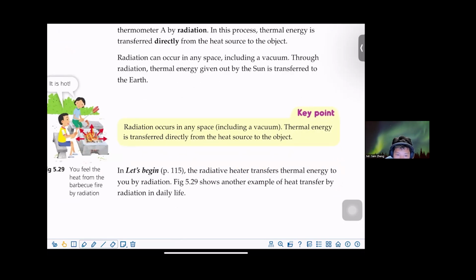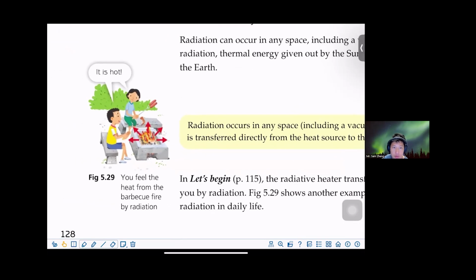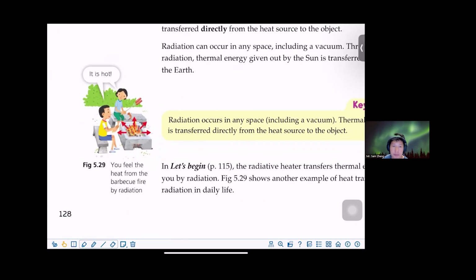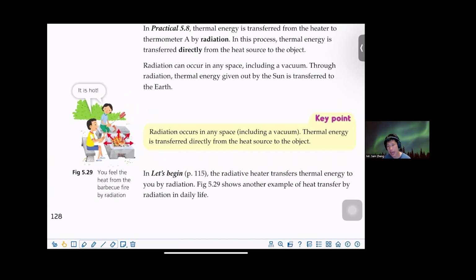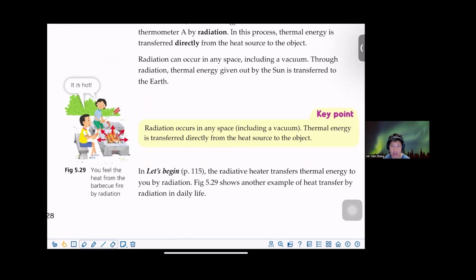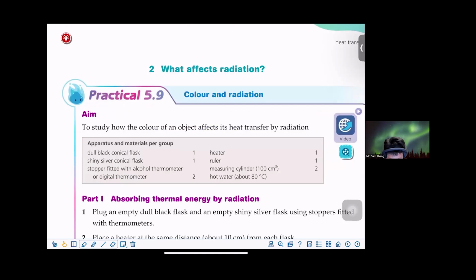For example, when we are doing a barbecue, you will realize that even though we do not touch the fire, we can still feel the heat. That is because of the radiation from the fire. So radiation can occur in any space, including a vacuum, and the thermal energy is transferred directly from the heat source to the object.